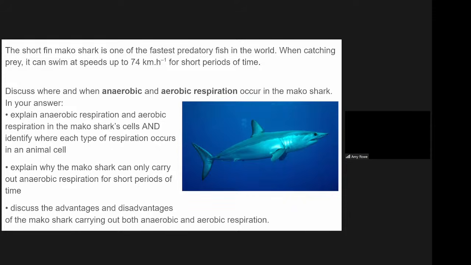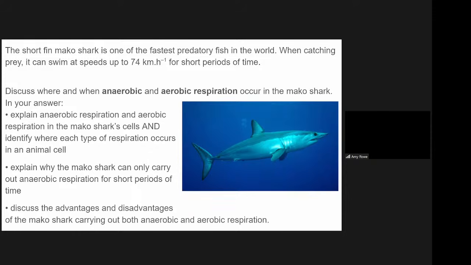It discusses where and when anaerobic respiration occurs and asks you to explain the difference between them and where they occur in the shark cells, and identify where each type of respiration occurs in an animal cell. It also asks you to explain why the mako shark can only carry out anaerobic respiration for short periods of time, and the reason is that you get a buildup of waste products like lactic acid. And to discuss the advantages and disadvantages of the mako shark carrying out both anaerobic and aerobic respiration.